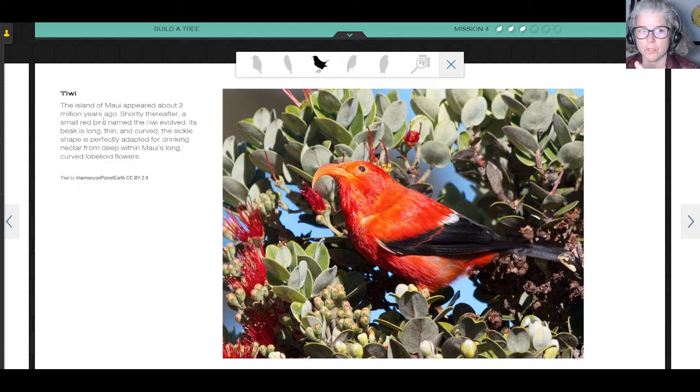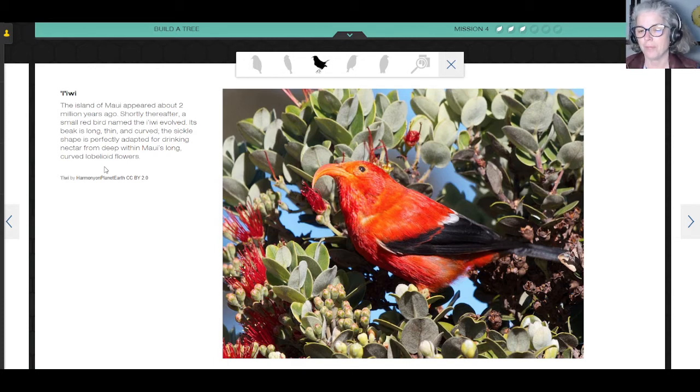So then they talk about iwi, if I've said it right, and it's got a sickle shape in its beak. And again, I sketched a quick picture of it. The top and bottom beak are more similar in length, and it's adapted for drinking nectar. And this is actually from a specific type of flower. Now you don't need to know the type of flower, but it's very, very specific. And this bird has adapted really well to feeding from that flower.